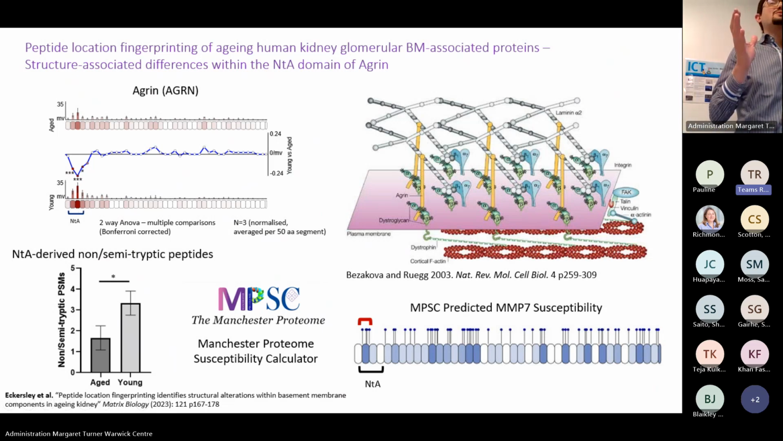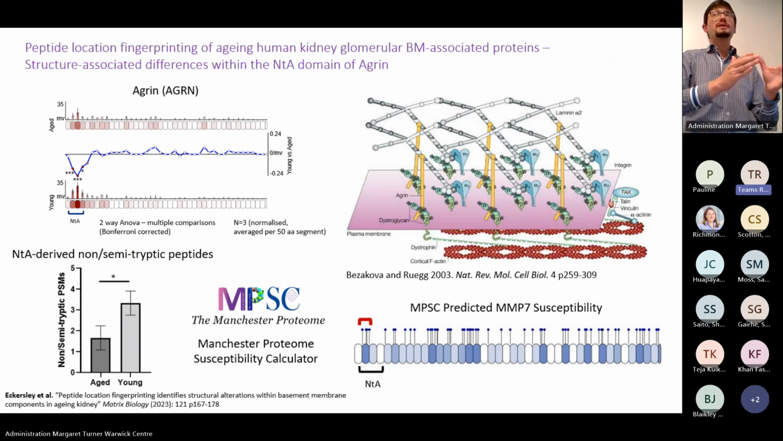So again, omics is always hypothesis generating, it's always screening, but with this approach, because we can correlate it to cleavage sites, endogenously cleaved peptides and other susceptibility tools, it gives us a really clear direction to go in terms of mechanism of what we think is occurring.